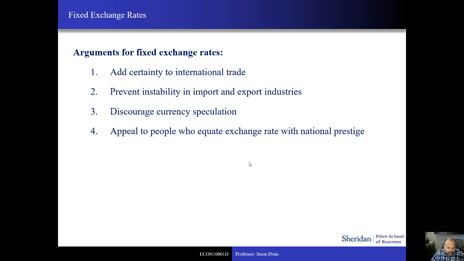This would discourage currency speculation, which sometimes can make the foreign exchange market more volatile, and it would also appeal to people who equate the exchange rate with national prestige, although that's not really an economic argument, so I wouldn't put too much weight on that.